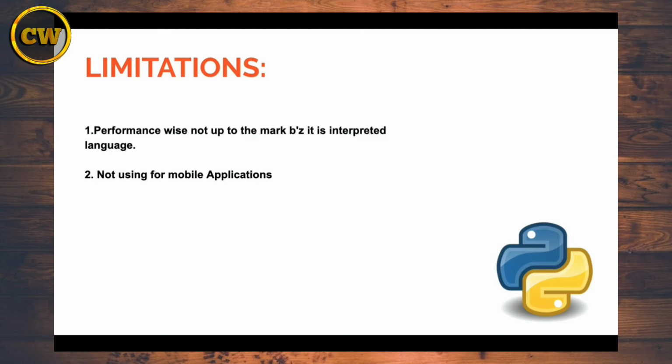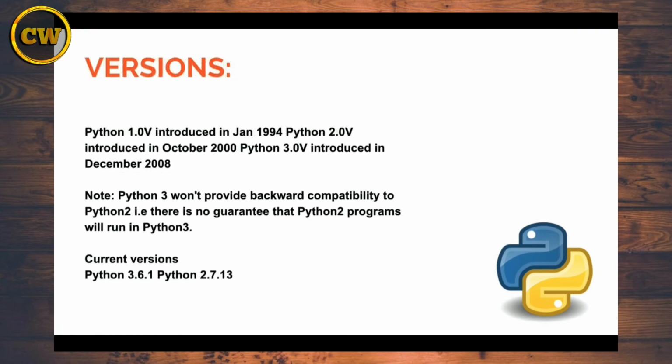And we are not using Python for mobile applications because it is a little bit slower when compared to C and Java. So what are the different versions of Python? Python has three versions: Python 1, Python 2, and Python 3. The latest version is, I hope, 3.8 or something. We will check that on the python.org website.